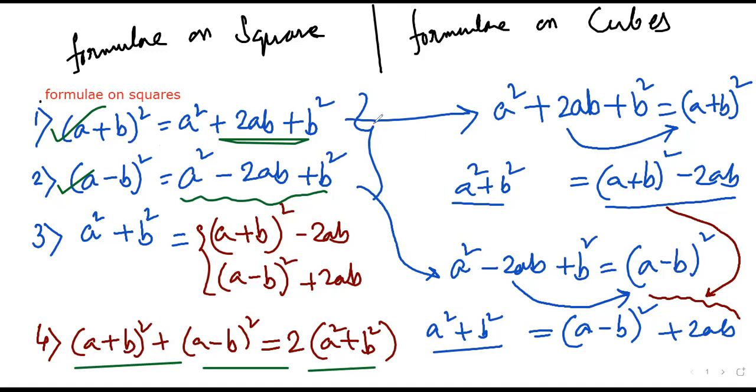Next, using these two formulae, we can find the value of a square plus b square, that is either a plus b whole square minus 2ab, or a minus b whole square plus 2ab. Okay. And I just elaborated the expressions to find a square plus b square from the two formulae 1 and 2 on the right hand side, you can see here.